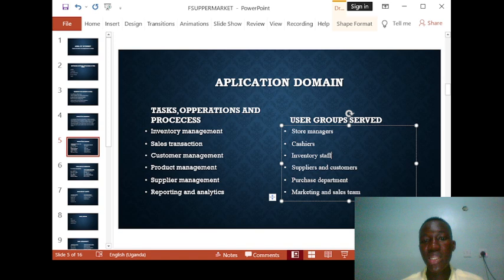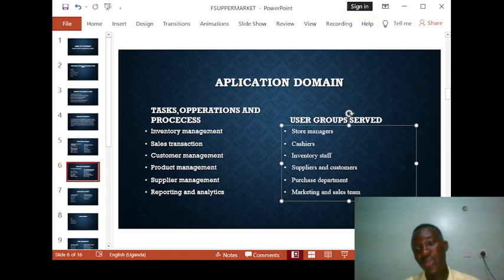We have the store manager. I think these are the employees: the cashiers, inventory staff. These are the employees of the supermarket. And then we have the suppliers who will be supplying the products to the supermarket, and the customers of the business. Then we also have the purchase department. I think these are still the employees. Then the marketing and sales team will also use this database very well.